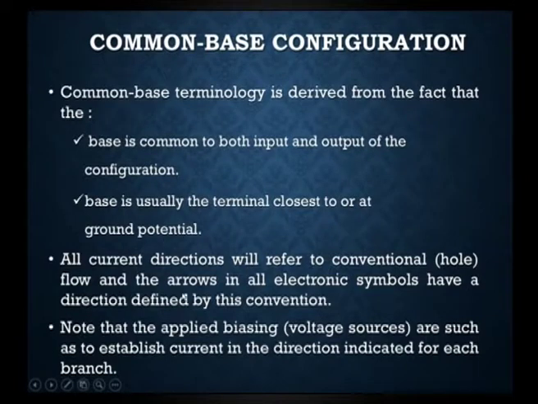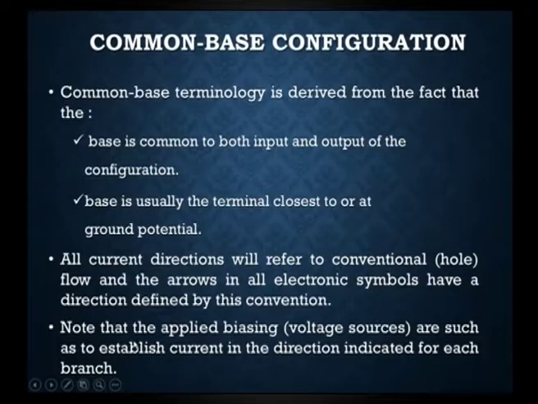And also, whatever convention of current we made is due to the hole flow, the direction of hole flow, which is what we take as the current flow direction throughout the study of the transistor characteristics. While applying the bias voltage, we need to remember that the voltage should create a current consistent with the conventional flow of current we have already assumed. So, the biasing should not affect this current flow direction.